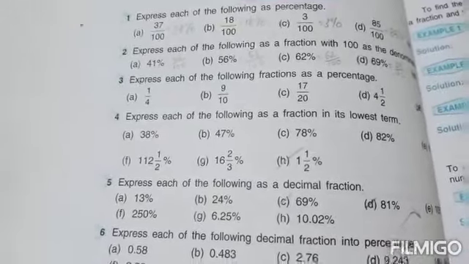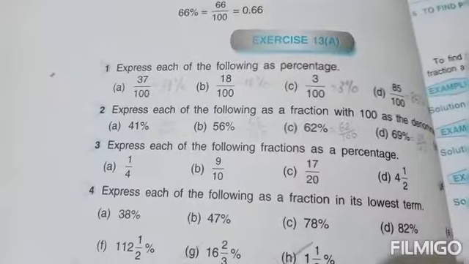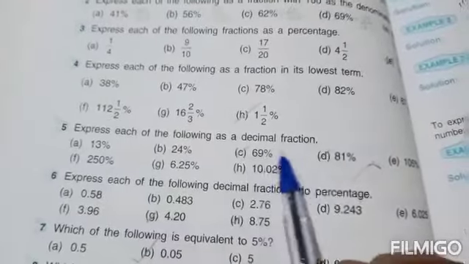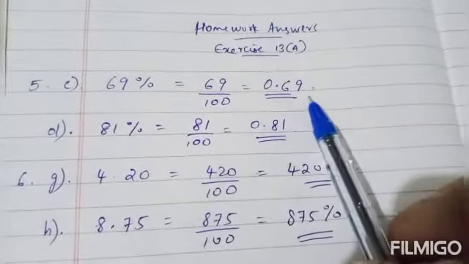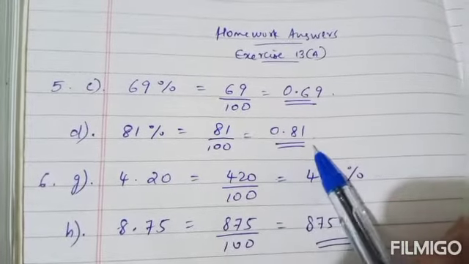So we have been discussing chapter 13, percentage, in that exercise 13A. So let's discuss homework answers first. Fifth question: express each of the following as a decimal fraction. In that C, 69 percentage, the answer is 0.69. Then D, 81 percentage, the answer is 0.81.